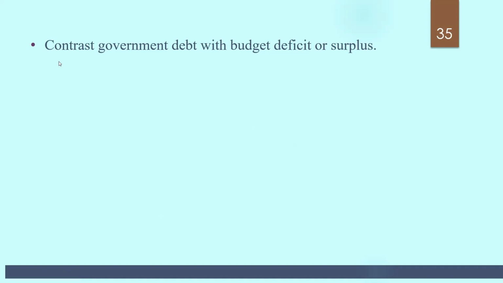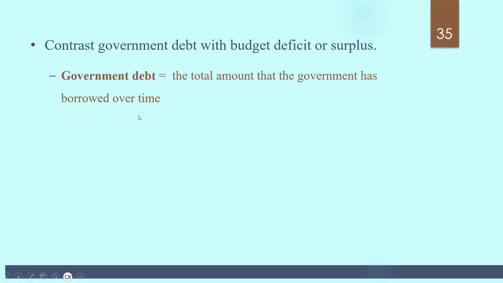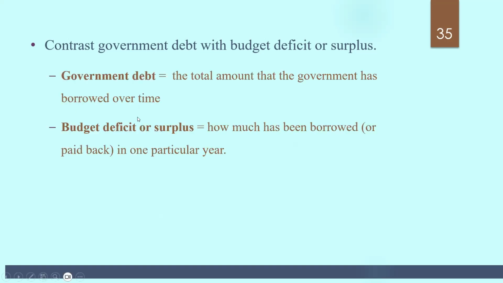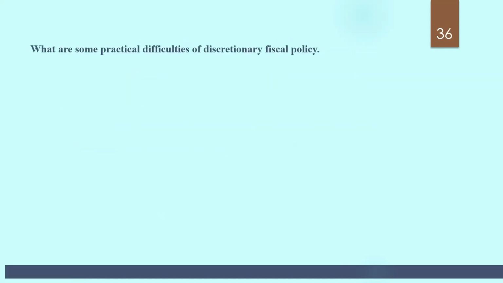Yes, exactly, Christabel. So government debt is ongoing, where budget deficit or surplus is yearly. That's really the difference. Debt is deficits added together. Deficit and surplus is yearly, while debt is all together. So government debt equals the total amount the government has borrowed over time. Budget deficit or surplus is how much has been borrowed or paid back in one particular year.